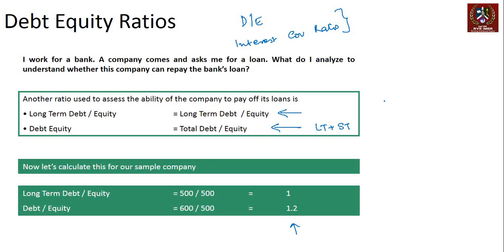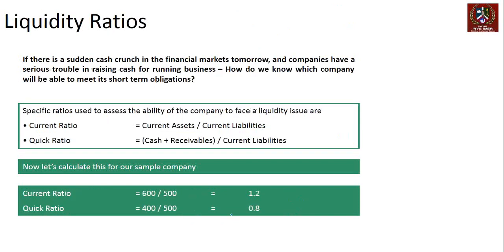If we calculate long-term debt by total equity, which is shareholder equity, you get 1 here, 500 by 500. And if you add the short-term debt, which is 100 crore, that becomes 500 plus 100, 600, and you calculate the ratio as 1.2. Next, we move to liquidity ratios.